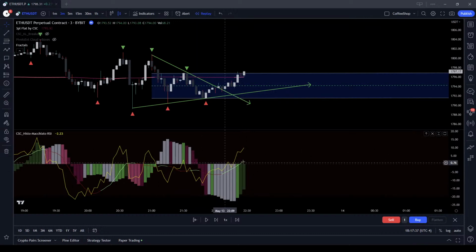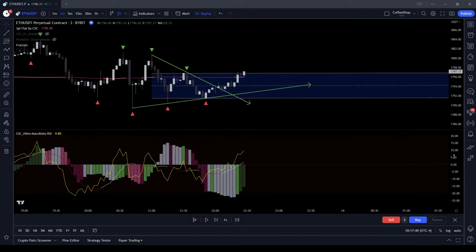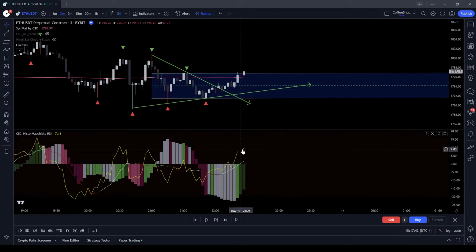And if you had this nice little histogram, Macchiato RSI that I put together, this is showing you something very particular. Hold on, let me see what's in the chat room. Okay, nothing. All right, good.